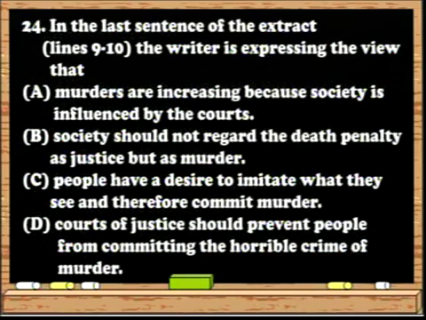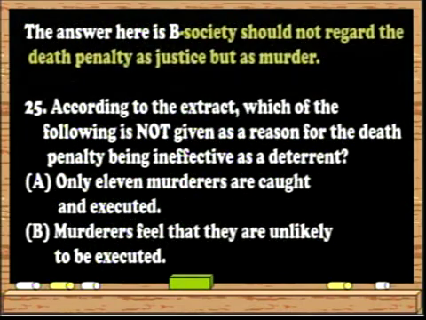24. In the last sentence of the extract, lines 9 to 10, the writer is expressing the view that A. Murders are increasing because society is influenced by the courts. B. Society should not regard the death penalty as justice, but as murder. C. People have a desire to imitate what they see and therefore commit murder. And D. Courts of justice should prevent people from committing the horrible crime of murder. The answer here is B. Society should not regard the death penalty as justice, but as murder.